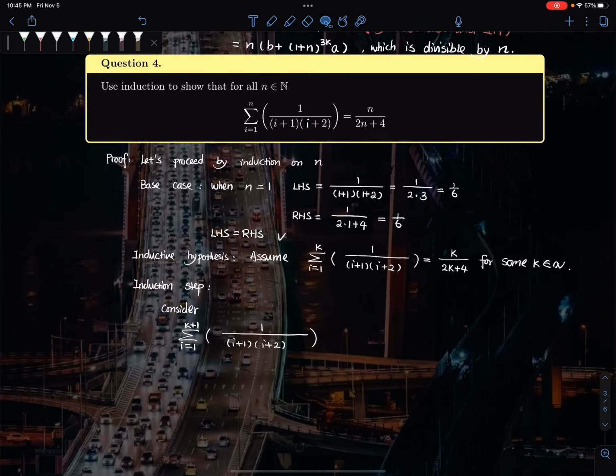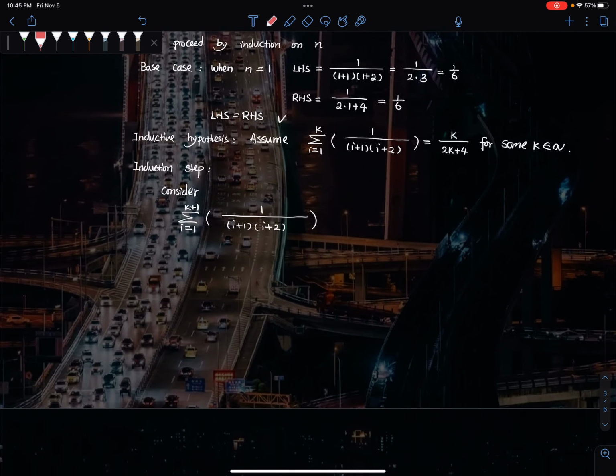Okay, one thing I always say is remember, you want to use your inductive hypothesis. Again, you want to use your inductive hypothesis. I'm going to write it down. You want to use your inductive hypothesis. That means you want this to show up somewhere. If I want this to show up, how can I do that?